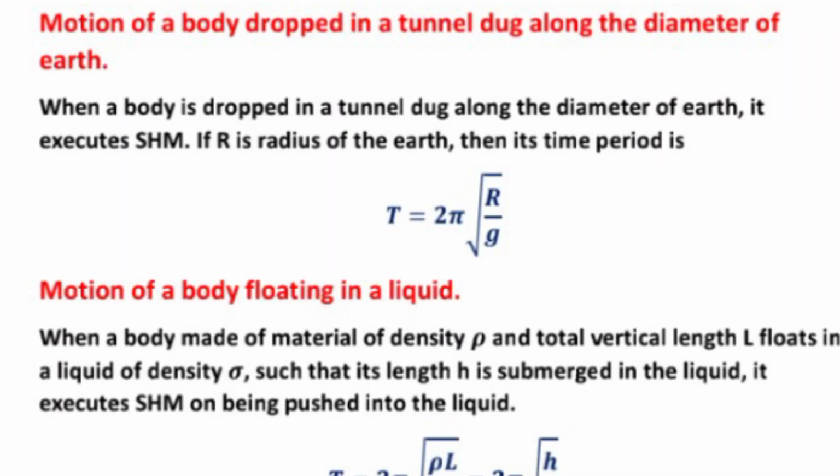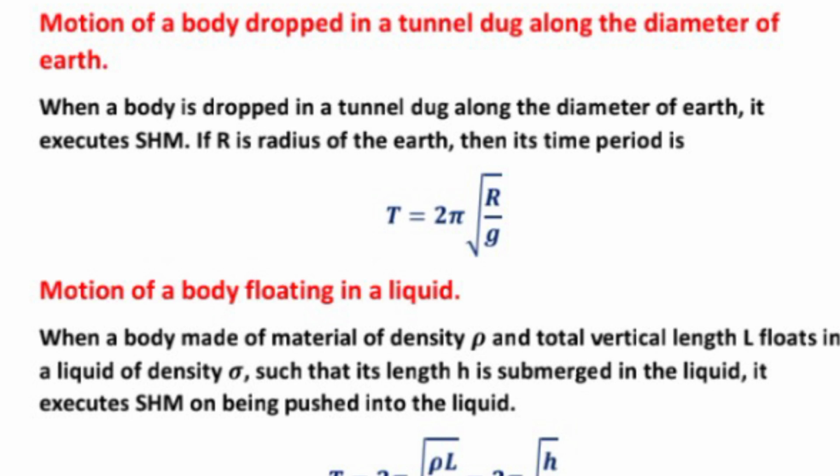Motion of a body dropped in a tunnel dug along the diameter of the earth. When a body is dropped in a tunnel dug along the diameter of the earth, it executes simple harmonic motion. If R is the radius of the earth, then its time period T = 2π√(R/g).